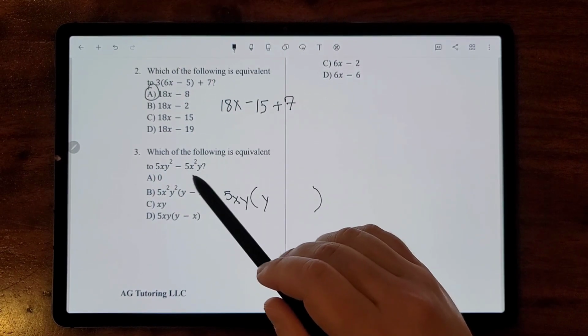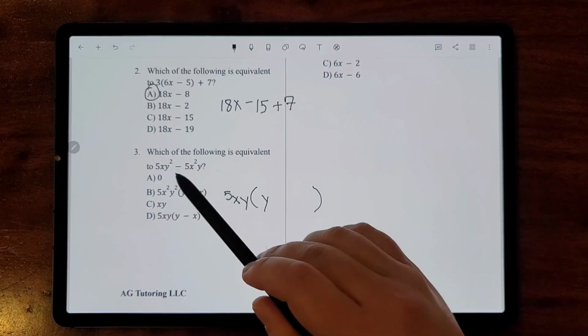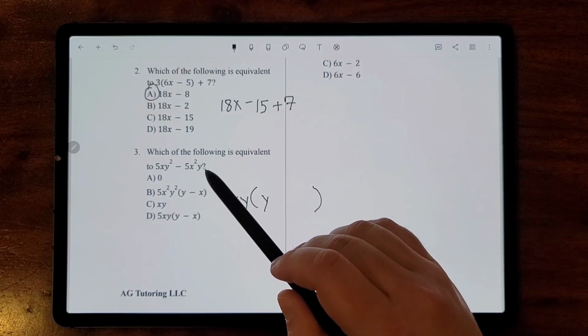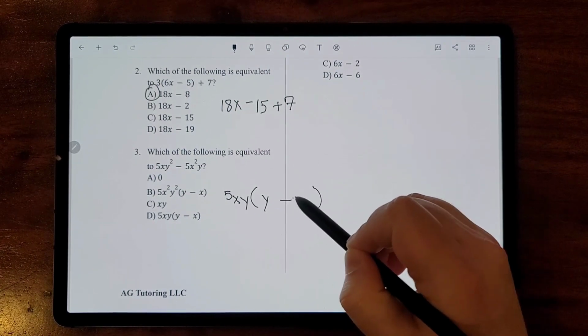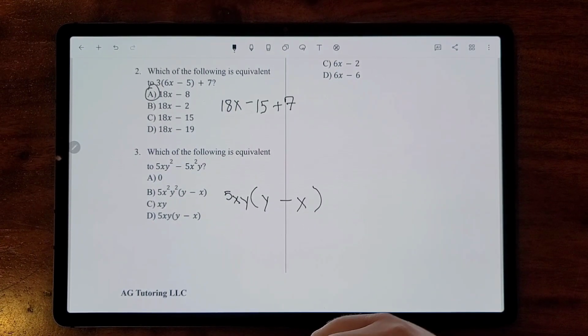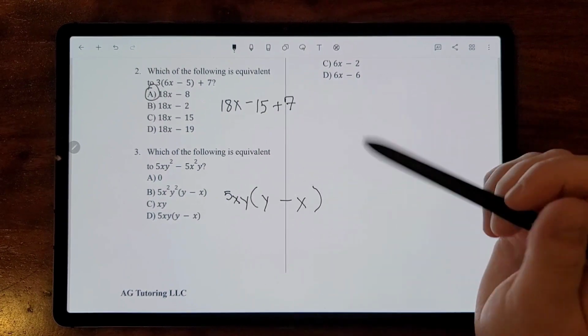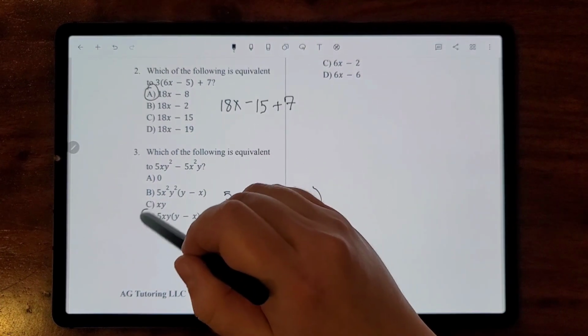And then I ask myself the same thing for this term right over here. With minus 5x squared y, if I divide by the greatest common factor, what am I going to be left with? Well, I'm just going to be left with x. So let's see, what does this match? Well, that matches answer choice D.